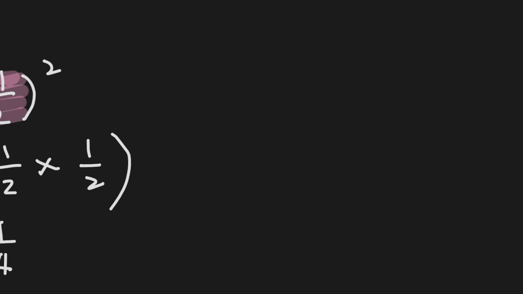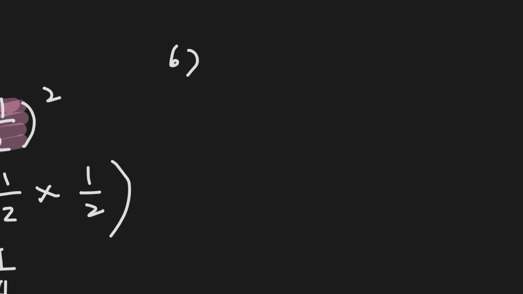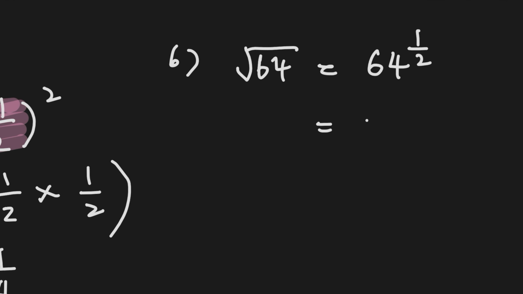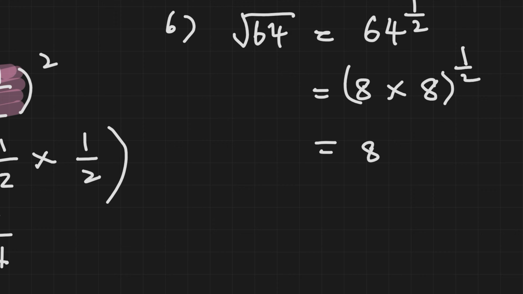And we shall go to square root now. If you have a square root of 64, it's equivalent to 64 power half. If it is a perfect square, you can remember it very well, and that gives you 8.